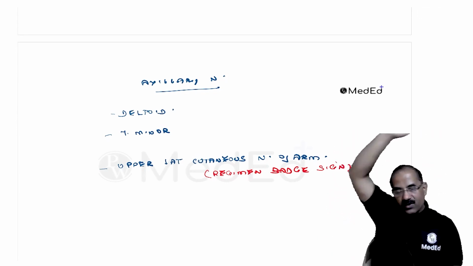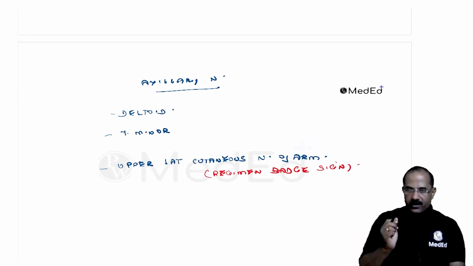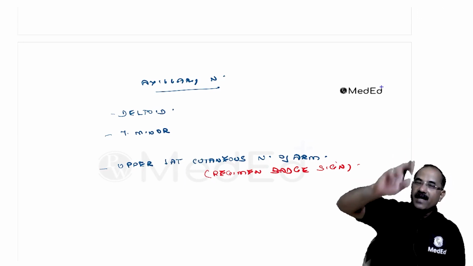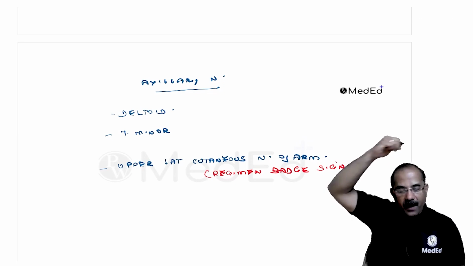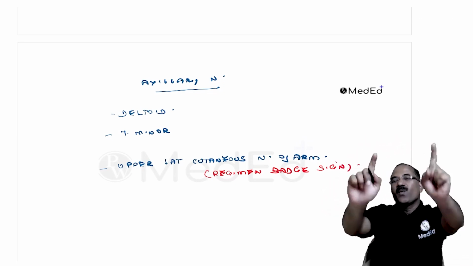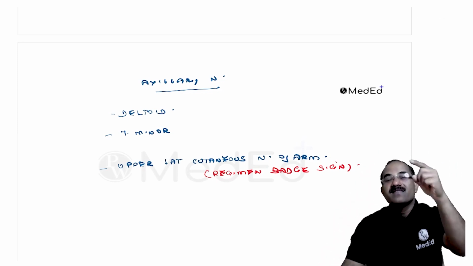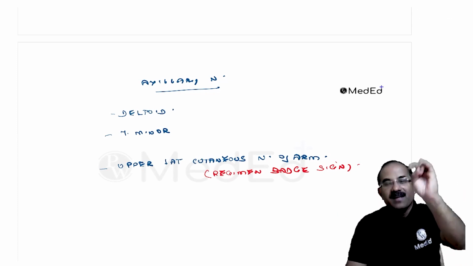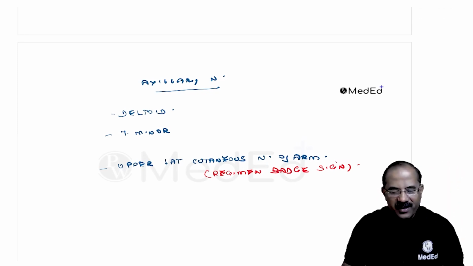And who does the overhead abduction of the arm? Can anyone answer this? So 0 to 15 degrees supraspinatus, 15 to 90 degrees deltoid, and 90 and above we call this overhead abduction of the arm, and this is done by two muscles. One is the trapezius and second is the serratus anterior. Remember this, serratus anterior and trapezius. Very good, excellent, very nice. You are answering very well.